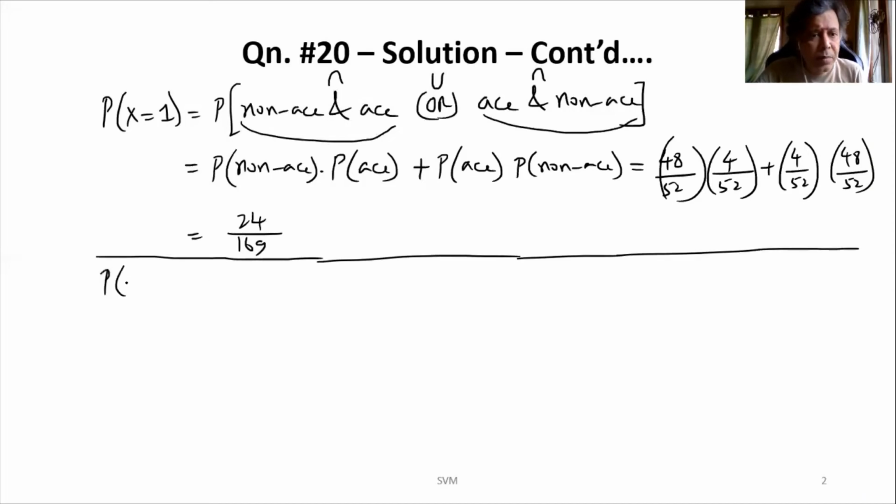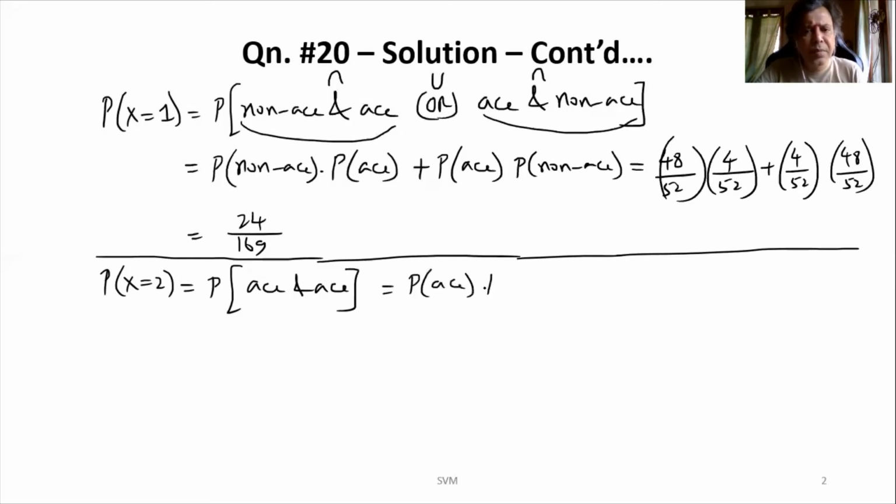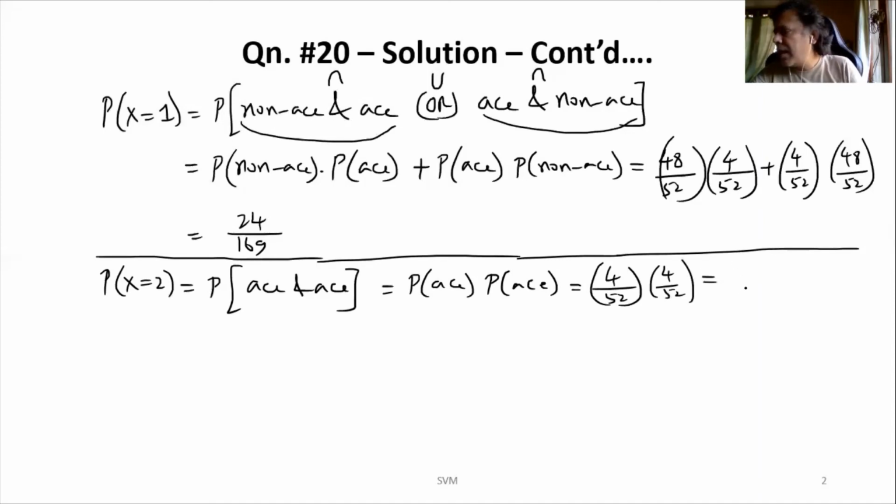Then the third, the probability of X equal to 2. It means the first is an ace and the second is also an ace. Again, these two are independent of each other, so I write it as the probability of ace multiplied by the probability of ace. The probability of getting an ace is 4 by 52, again 4 by 52. If I calculate this, I get the final result as 1 by 169.